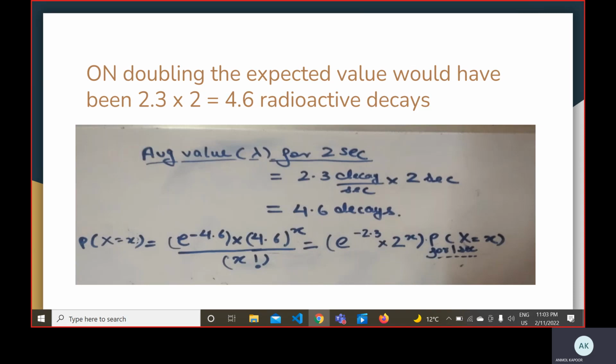Now putting in the formula of Poisson random variable equation, we got our probability of having decays equal to x at 2 seconds to be equal to e power minus 4.6 into 4.6 power x upon x factorial, which is equal to e power minus 2.3 into 2 to the power x into p for 1 second. So the ratio is dependent on 2 power x and it increases if we increase the value of x.